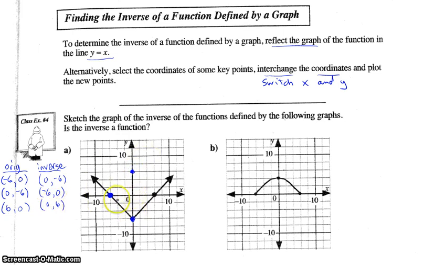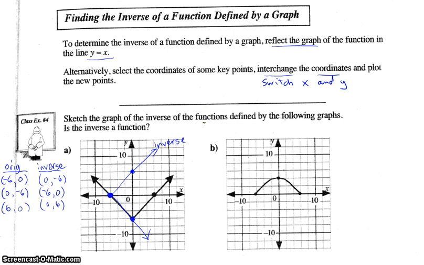Okay, now we move from left to right. This was our middle point, so we know to draw it like that, and then this one like that, and there's our inverse. Okay, now it asks, is the inverse a function?